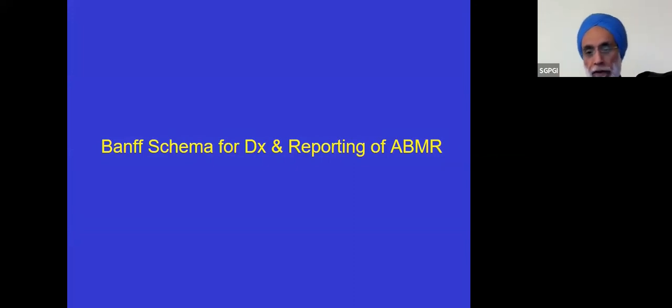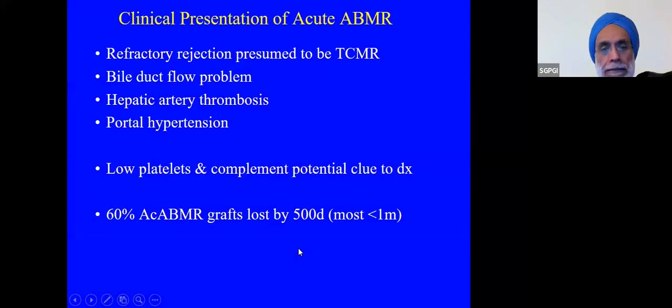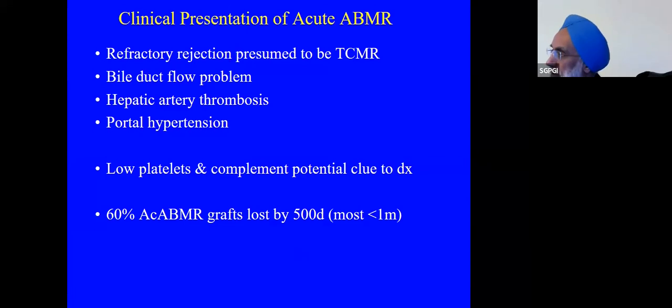So now I'll talk of ABMR, and I think I can cut this short substantially because it's already been covered by Dr. Vid. In our experience, pre-existing DSAs are seen in 8 to 33%, de novo in 8 to 15%. DSAs can fluctuate. Graft injury typically occurs with high titers, and as I said, most of them are a mixed rejection. The clinical presentation of acute ABMR can be a rejection which was thought of as TCMR, but is not responding to treatment.